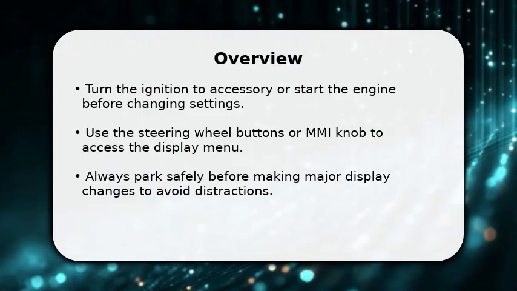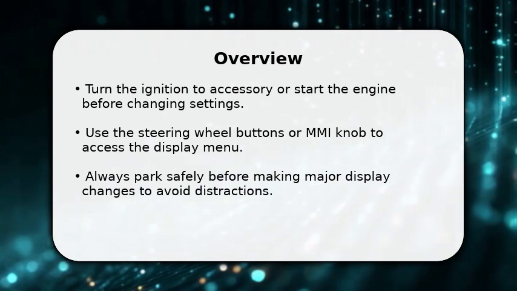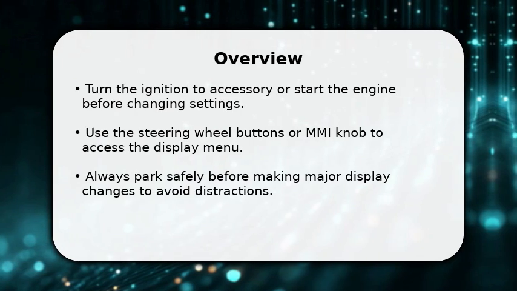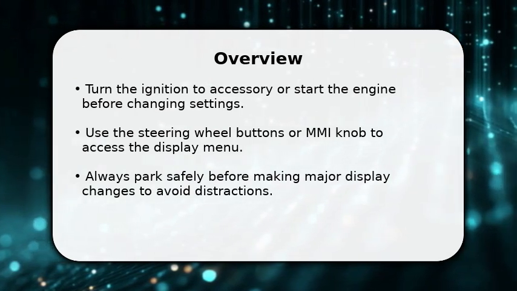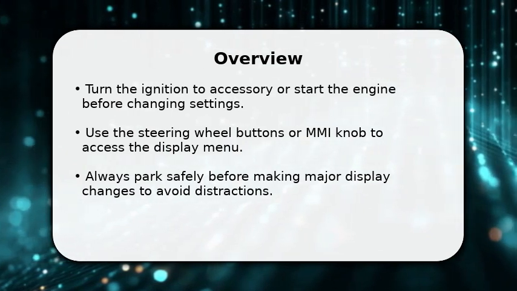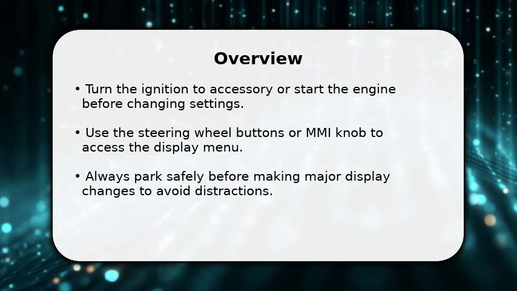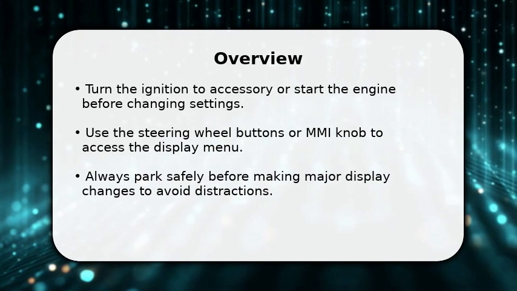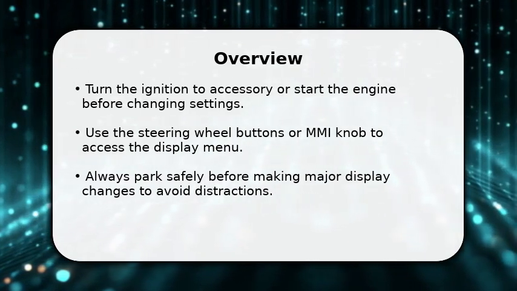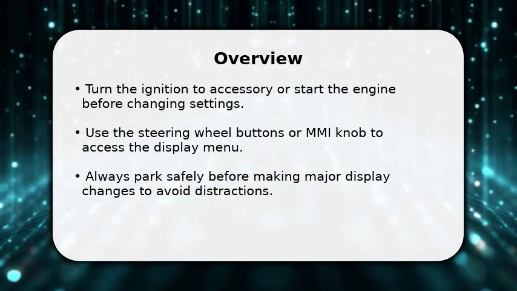In this video, I will show how to change Audi A3 dashboard display. Begin by placing the car in park and turning the ignition to accessory or start. Locate the MMI knob or steering wheel controls and use short presses to open the settings menu. Navigate to the display or driver information section, then select layout, brightness, or units. Confirm each change and test while stationary to ensure clarity and comfort.